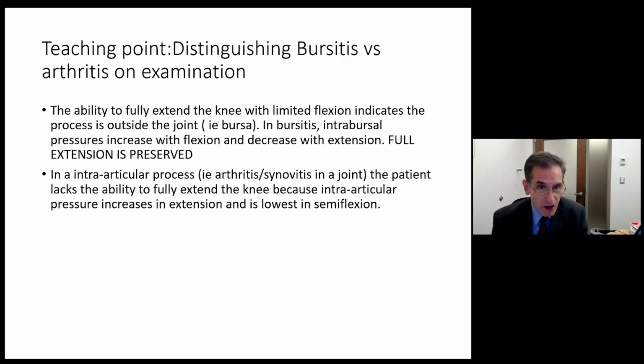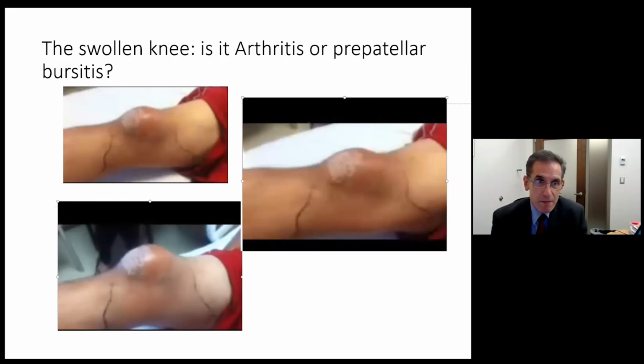Conversely, in an intra-articular process, like arthritis or synovitis in a joint, like a knee, the patient lacks the ability to fully extend the knee because intra-articular pressure increases in extension and is lowest in semiflexion. Here's an example of what I mean. This is the classic swollen knee phenomena. Is it arthritis in the joint, or is it a bursitis above the joint? It makes a difference because these two conditions are different and are treated differently very frequently.